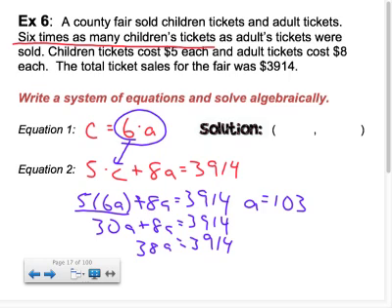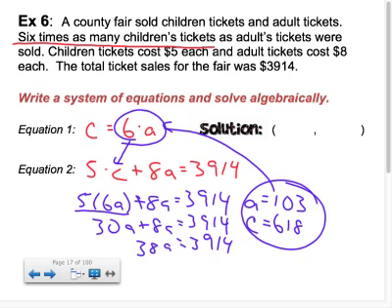And the number of children tickets, all I got to do is plug that 103 back in here. So I do 6 times 103, and I get 618 children tickets. All right, and that's all we're looking at here in this particular problem. So again, set up your system, solve your system in this particular example using substitution.